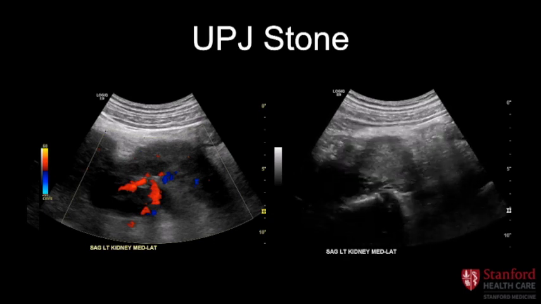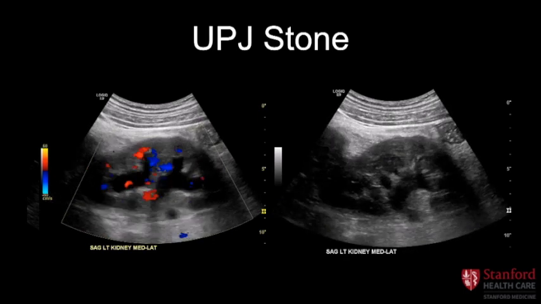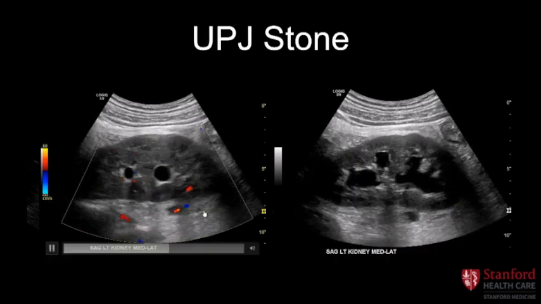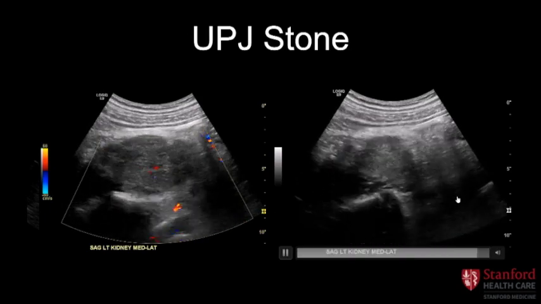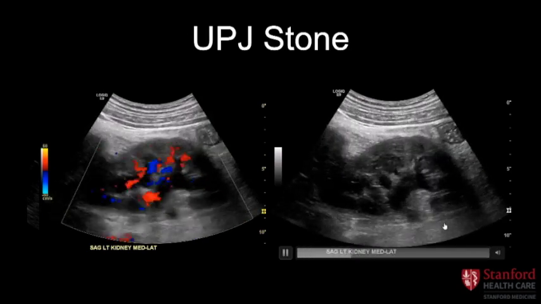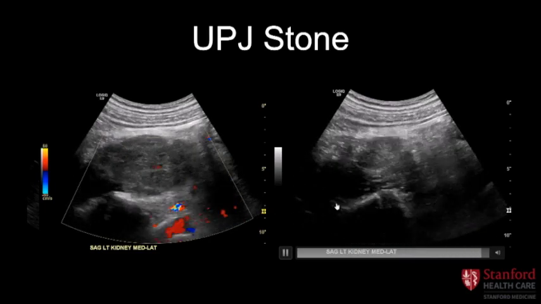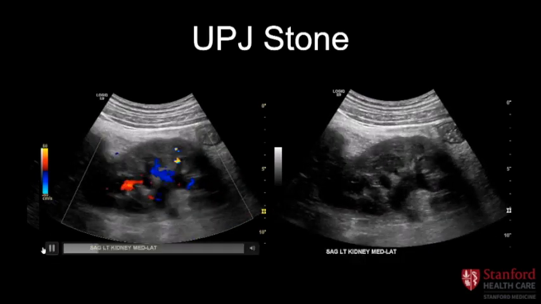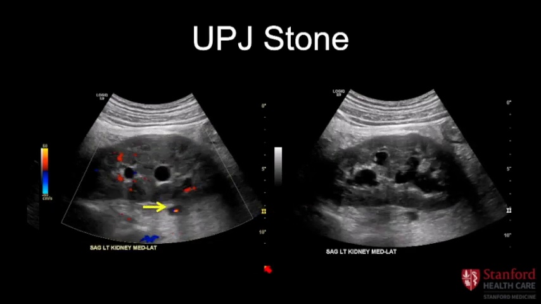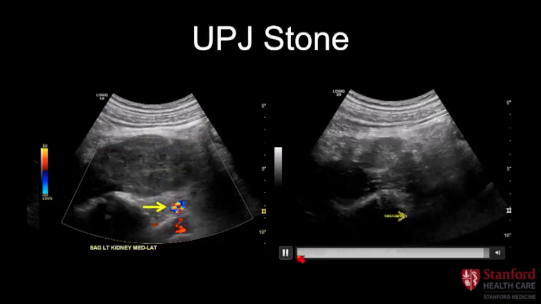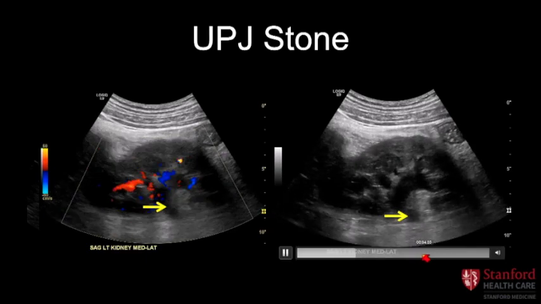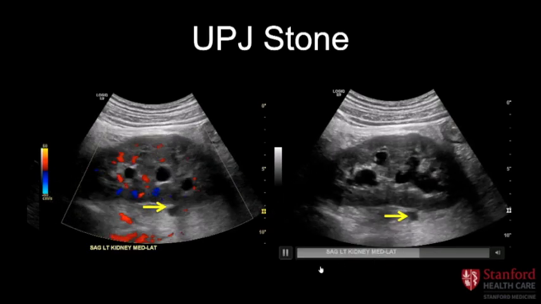Sometimes stones in the UPJ are really hard to see because they're kind of deep or they may be obscured by bowel gas. In this patient, they have mild to moderate hydronephrosis, kind of hard to see. Maybe you see it because you guys are all great at ultrasound, but it's hard to see on the grayscale. But when you look at it with color Doppler, you can see this area of twinkling artifact, really obvious, and that corresponded to this stone that in retrospect was actually there.